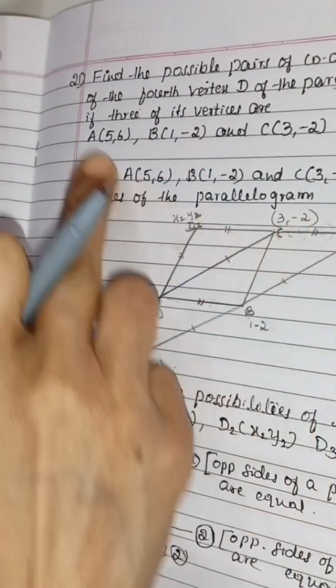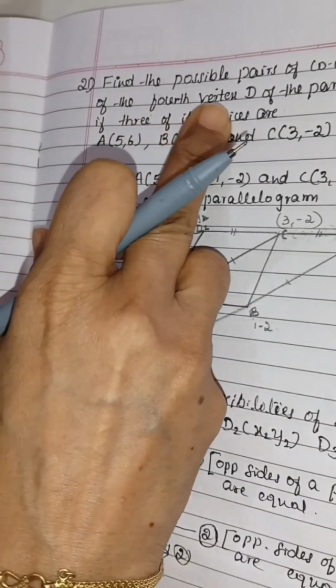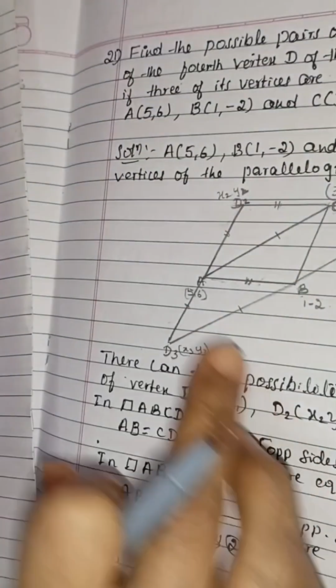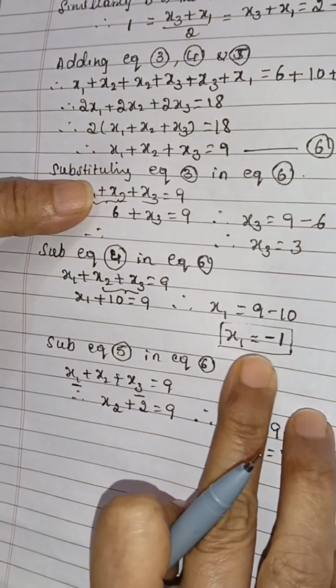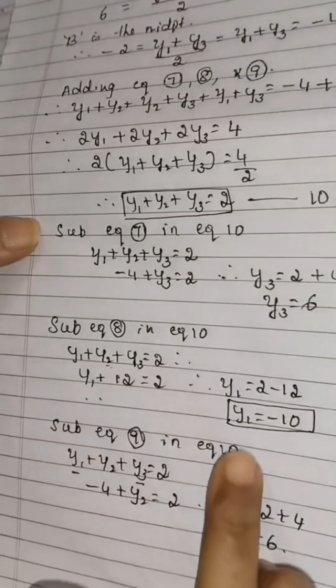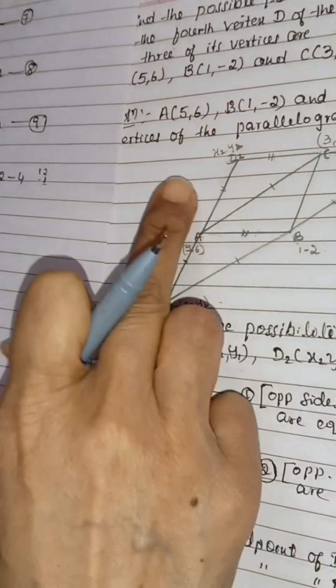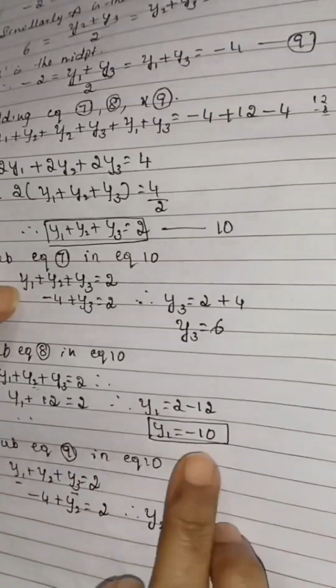This is a possibility we have seen for the fourth vertex D of the parallelogram. We need only the coordinates of the one, that is x1 y1. Where is x1 y1? See, this is x1 and this is y1. Therefore the coordinates of vertex D are, one is minus 1 and here is minus 10.